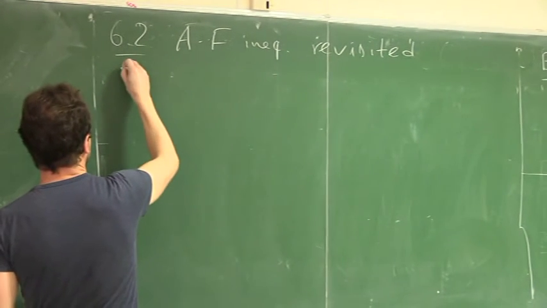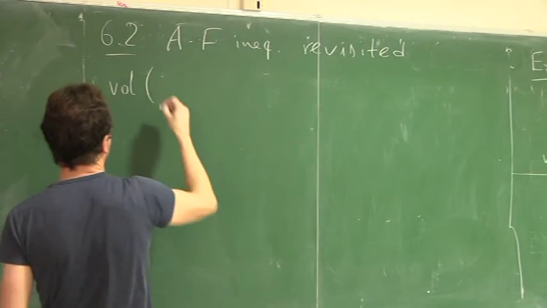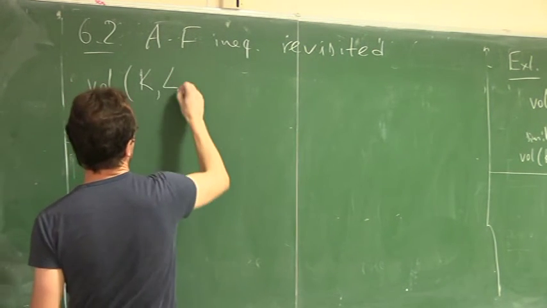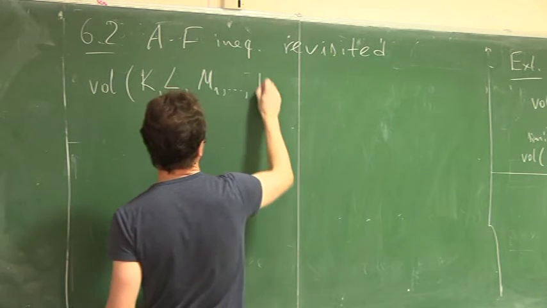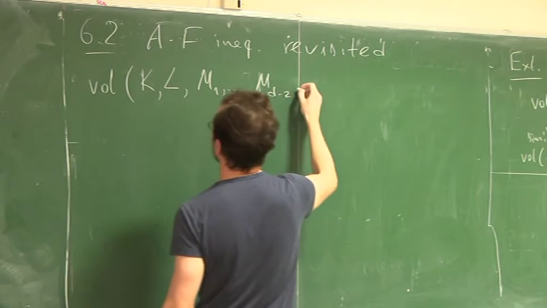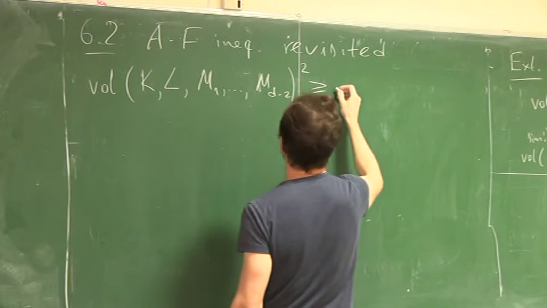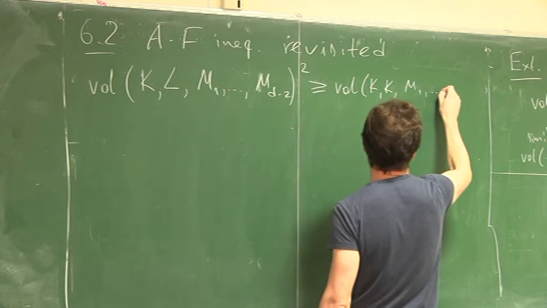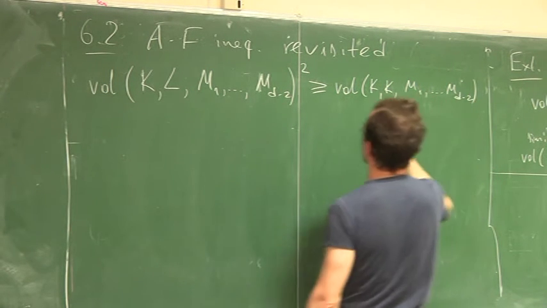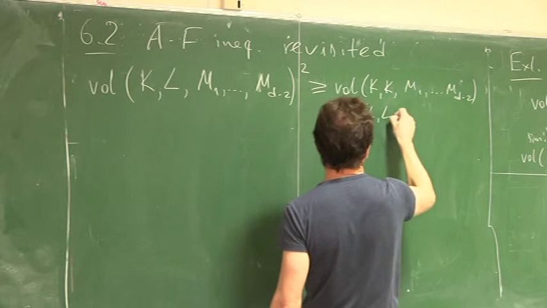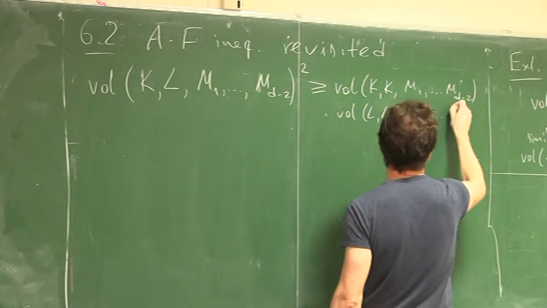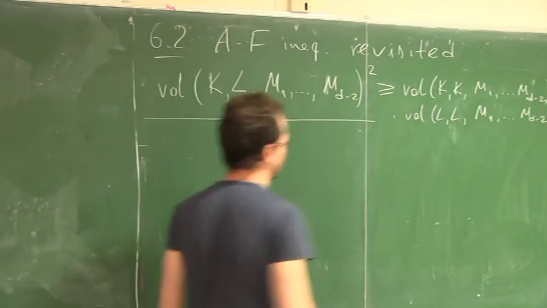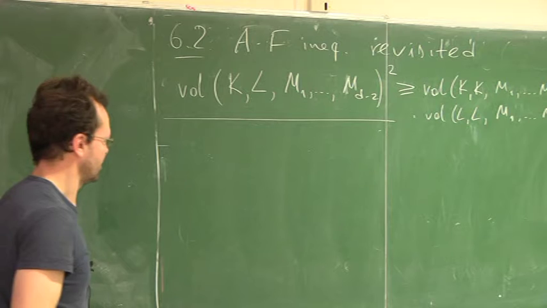It was the following. If you take the mixed volume, nobody knows what it is, I mean, you already know, but usually not many people do. The mixed volume of K, L, M_1 through M_{d-2} squared is bigger or equal than the volume of K, K with the same M's times the volume of L, L with the same M's. So I want to show that this is equivalent to the statement about the signature of a certain quadratic form.